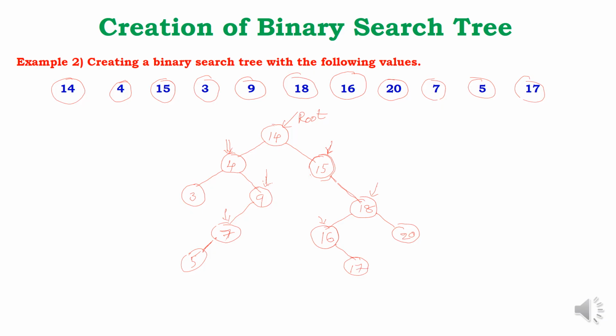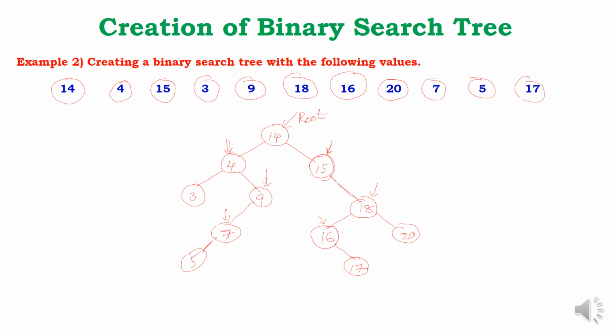Now we have managed to add all the nodes. Check whether it is a binary search tree or not. Everywhere, see, the left value is less than its parent value, right value is greater than its parent value. See, 4 is less than 14, 15 is greater than 14. Here, 3 is less than 4, 9 is greater than 4, and 7 is left of 9. So 7 is less than 9. Then 5, 7. 5 is left of 7.